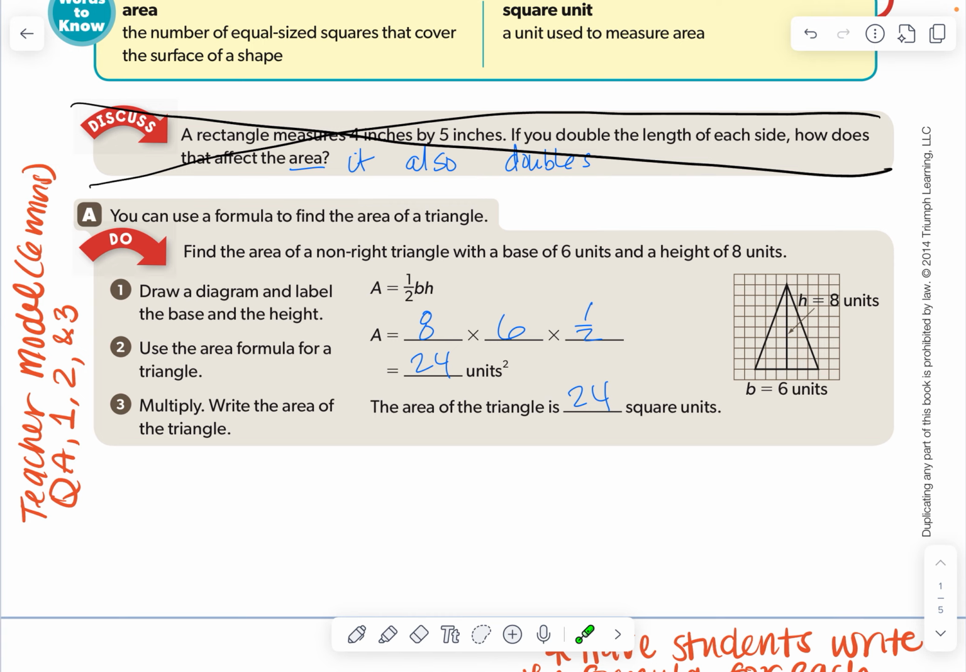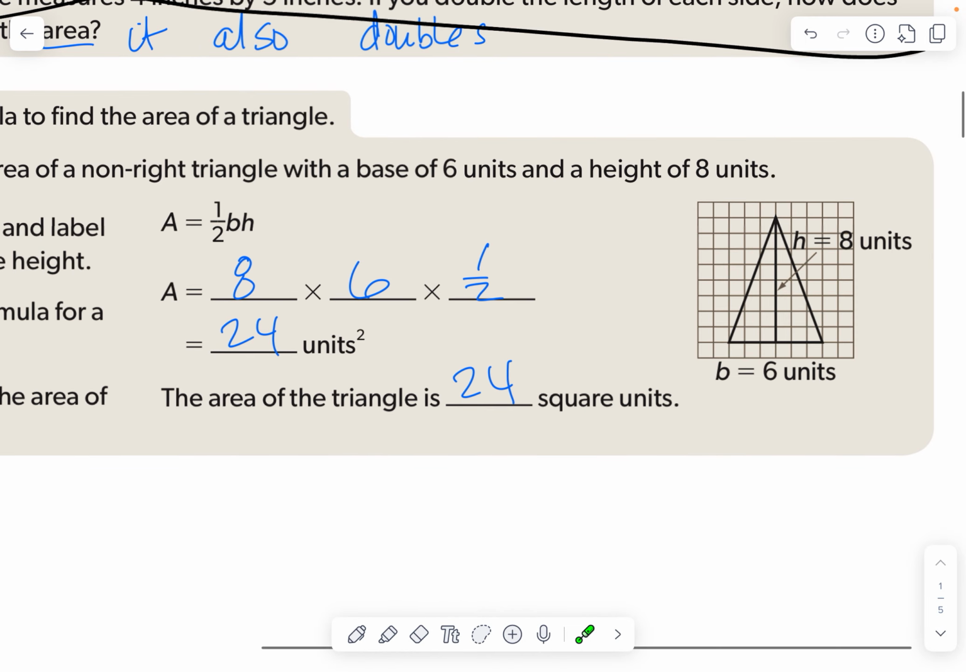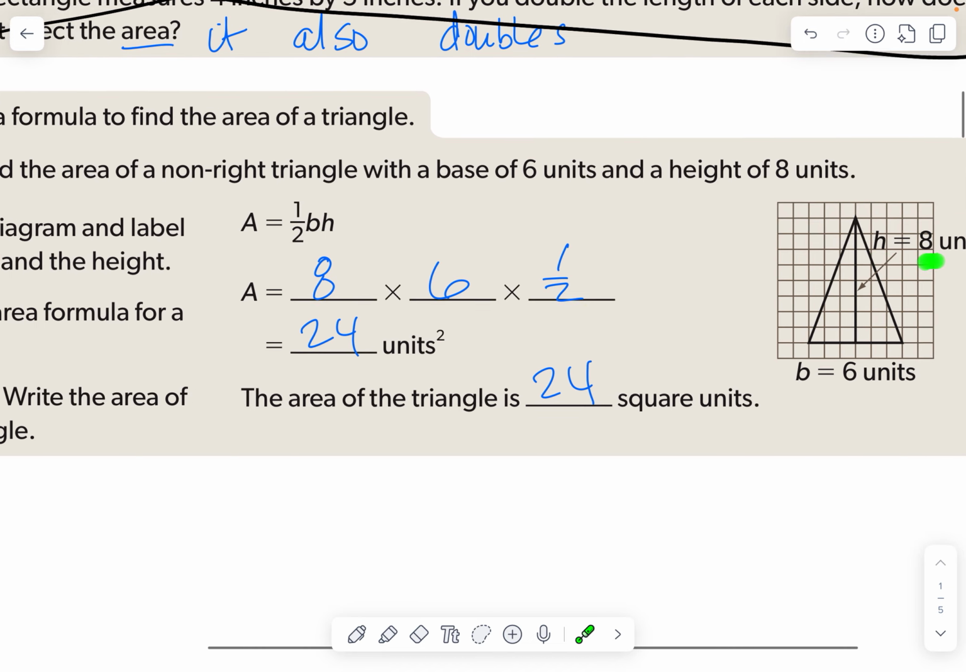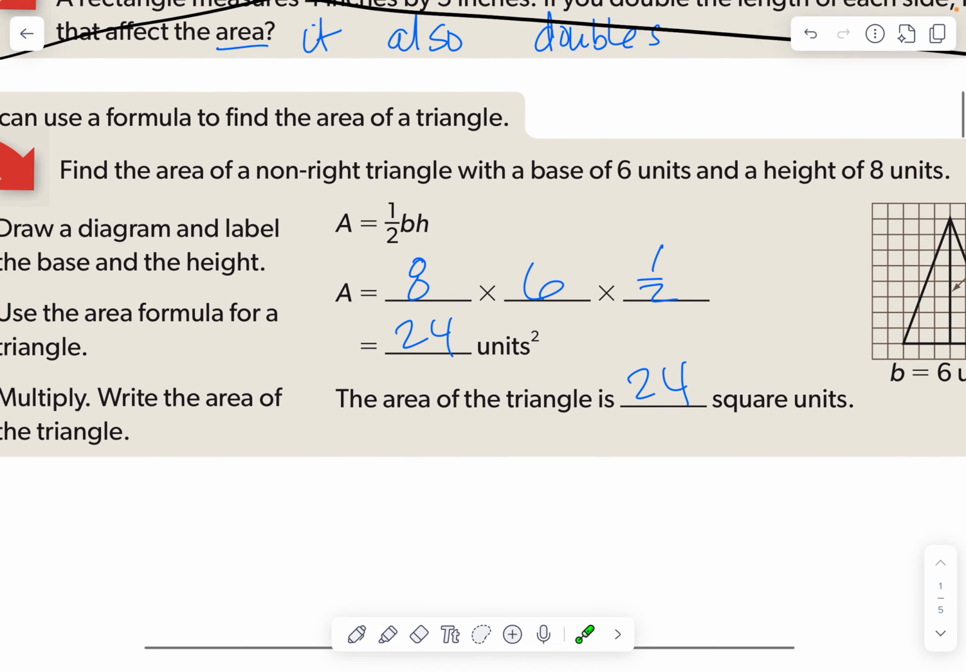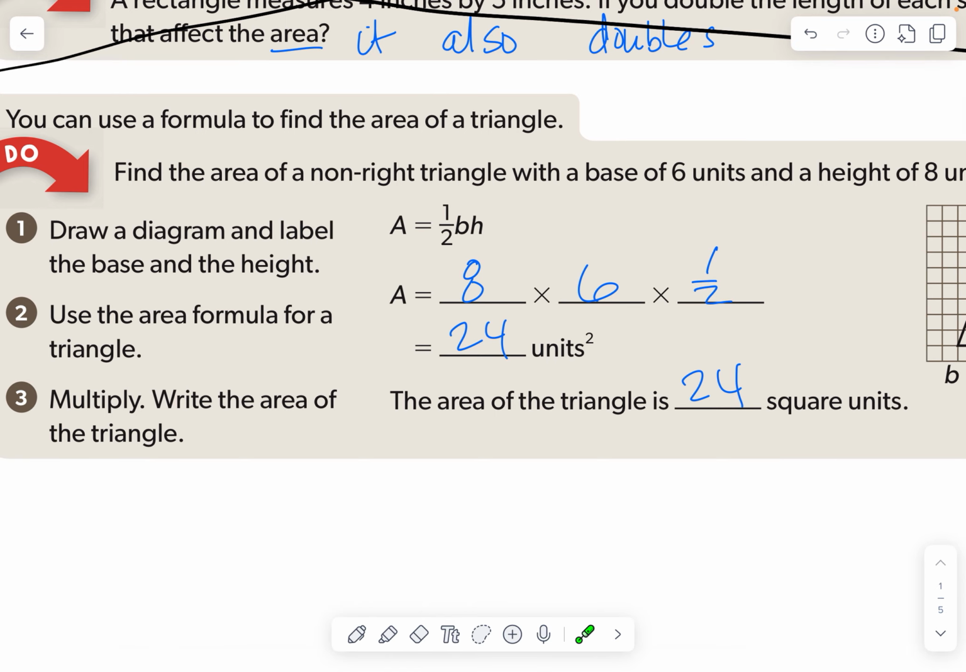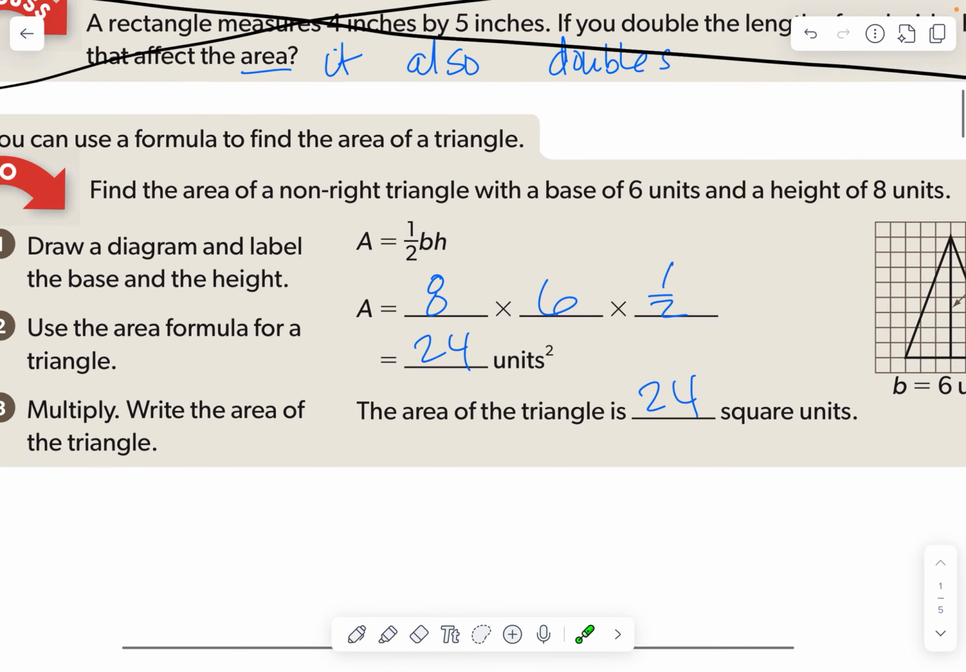The first model takes you through a step-by-step process on how to apply the formula. So again, area is equal to half base times height. Draw a diagram and label the base and the height. It's already been done for you here. It tells you that our base is 6 and our height is 8 units. So we are going to use the area formula for the triangle and substitute our values.